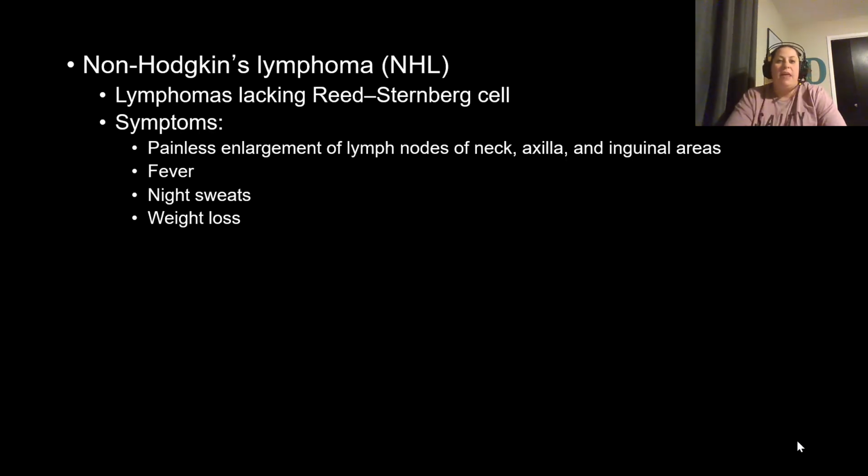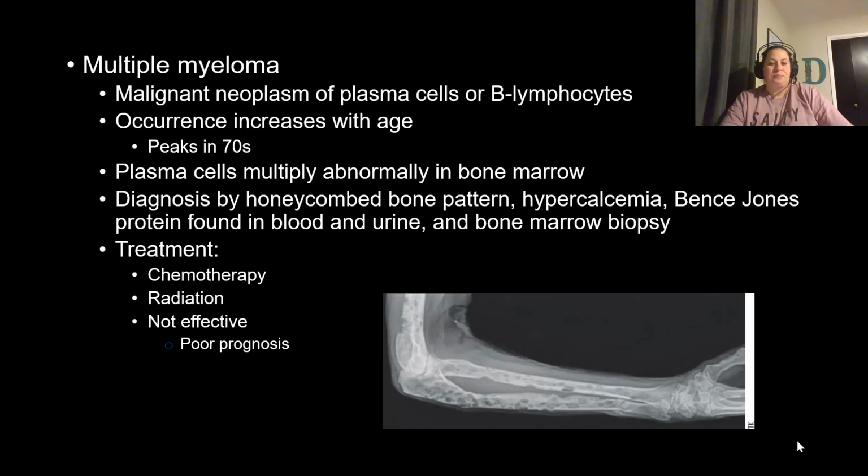Now, non-Hodgkin's lymphoma, how do we know it's a non-Hodgkin's? Well, when we take the biopsy, there are no Reed-Sternberg cells. So no Reed-Sternberg cells are present. The symptoms are very similar. They still can have painless enlargement of their lymph nodes. These lymph nodes can be in the neck, the axilla, which is the armpit, or the inguinal or groin areas. They'll have fevers, night sweats, and even weight loss. Treatment in this case is a combo of chemotherapy and radiation, but the prognosis is not as good most of the time when we talk about non-Hodgkin's lymphoma.